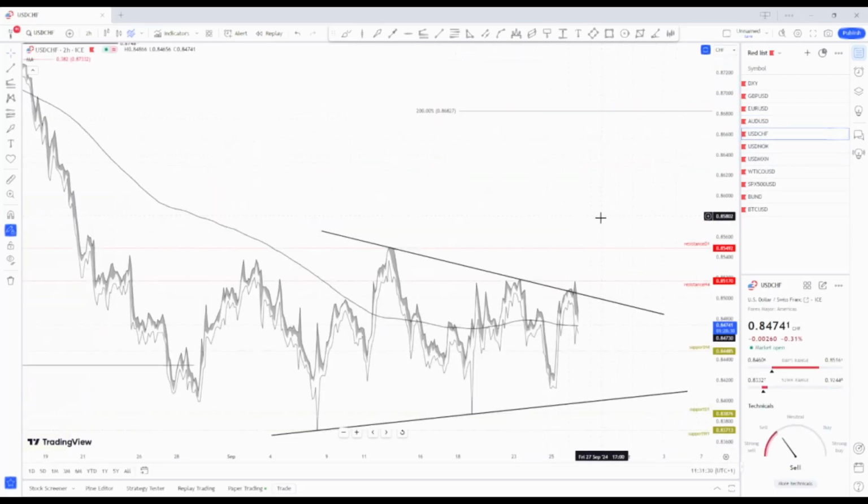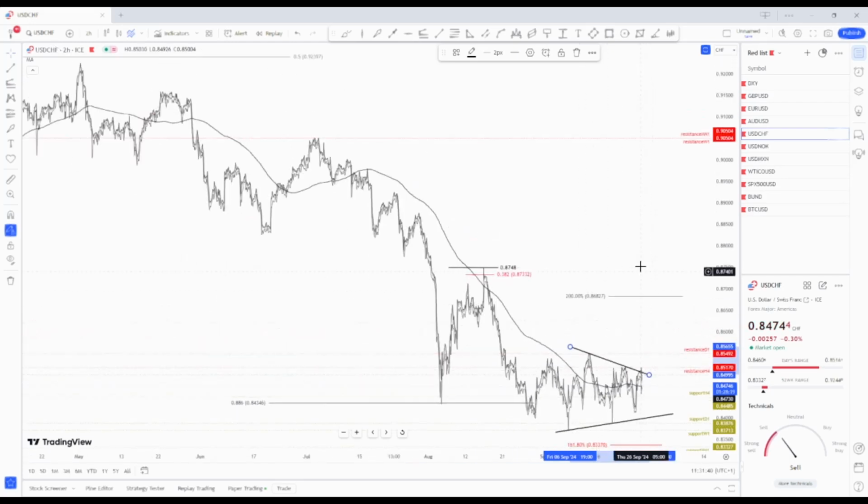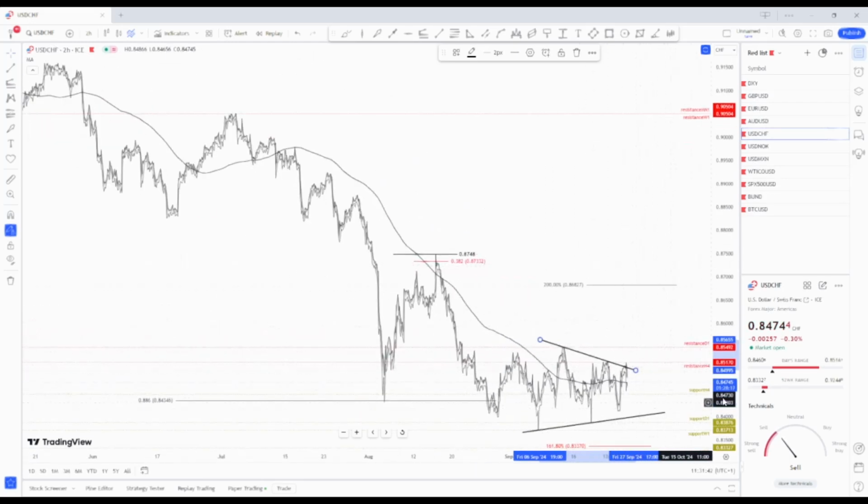The dollar versus the CHF, the Swiss franc, very similar to the DXY, pushed lower, but then back to the highs of this triangle and threatening the intraday resistance level 85.10.